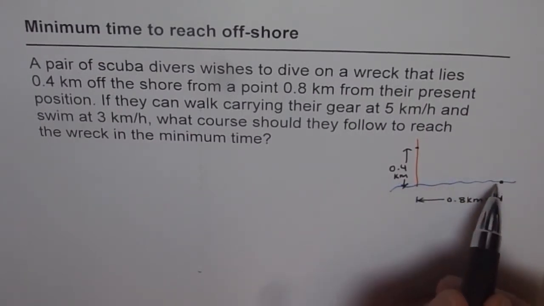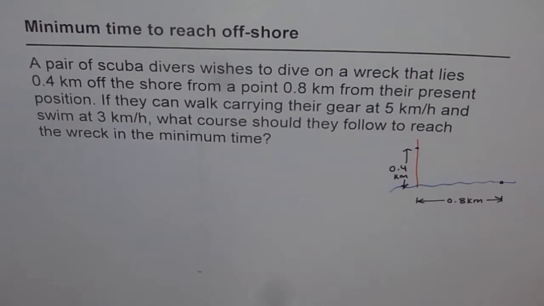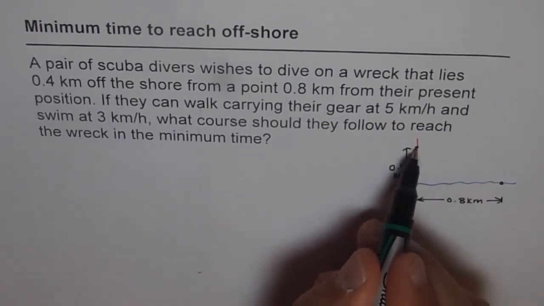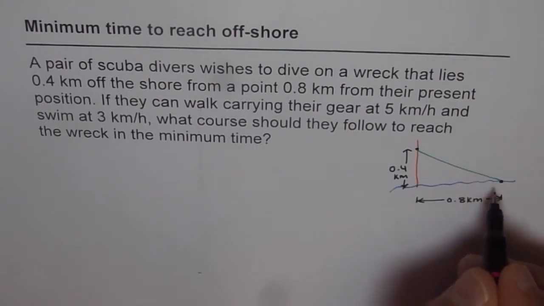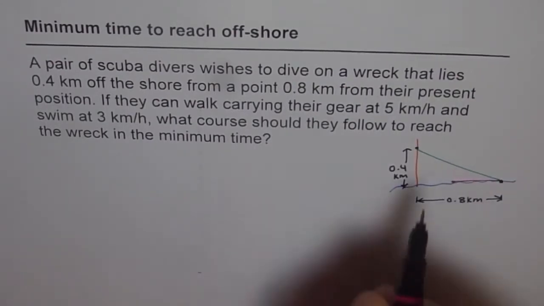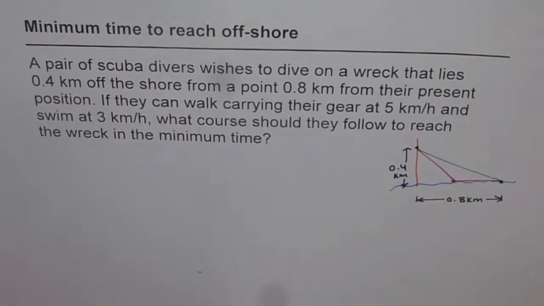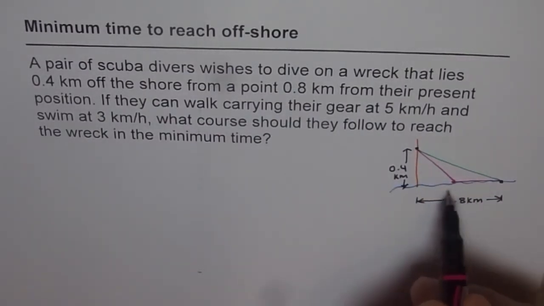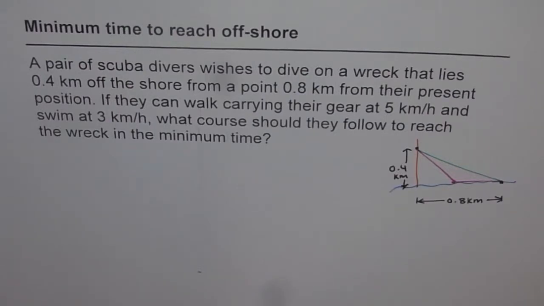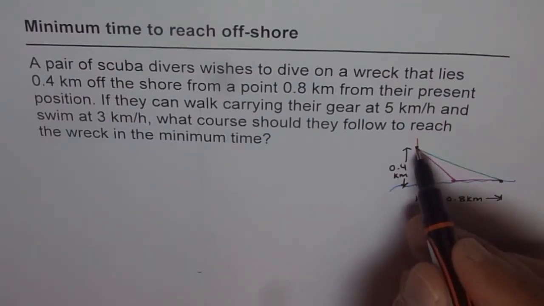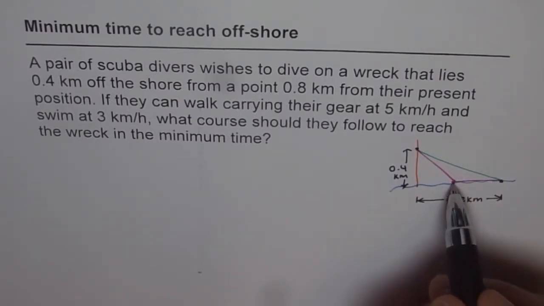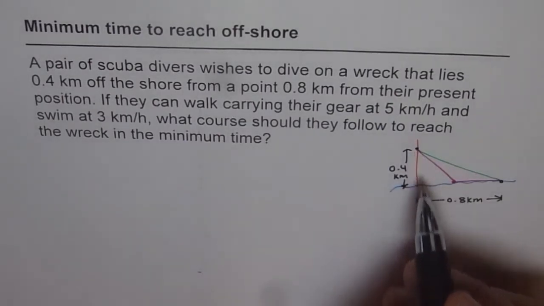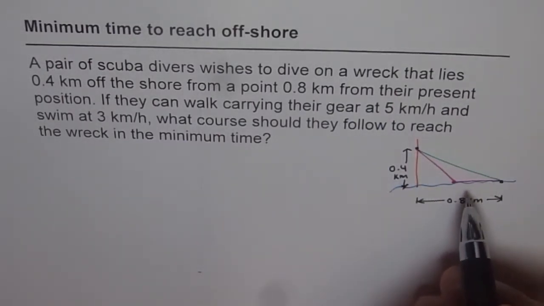Now they have an option, they can go straight there, correct? That is one option. They can just dive in and go straight. The second option could be that they walk for some time with all their gear like this and then swim. So these are the two options, and they can walk as long as they want and then swim across. Now the idea is at which point should they swim towards the wreck so that they get the minimum time. This is what we need to figure out.